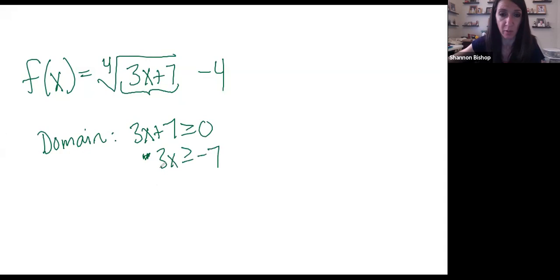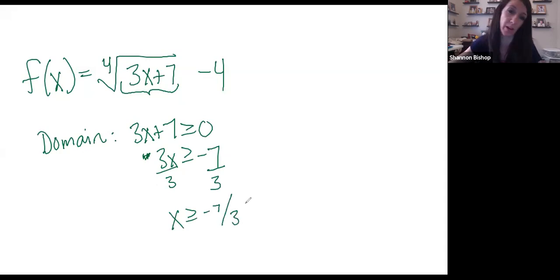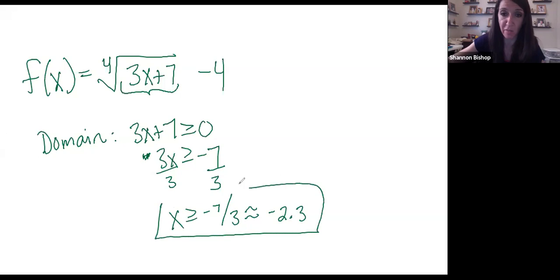Subtract 7 from both sides, divide by 3. It's at -7/3. Okay, so as a decimal, that's what? -2.3 repeating. So approximately -2.3. Okay, so this is your domain. Domain has to be above -7/3.